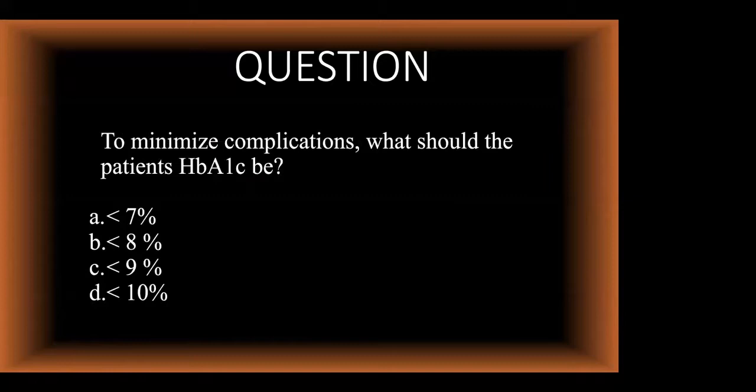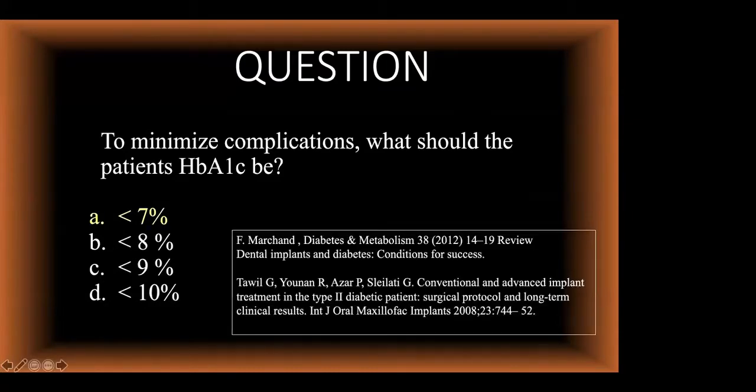Third question, to minimize complications, what I talked about, what should the patient's hemoglobin A1C be? Less than 7%, less than 8%, less than 9%, or less than 10%? So most studies out there show that at less than 7%, the patient's going to have fewer problems with wound healing, incision line opening, bone healing, and possible early implant failure. So we like our patients less than 7.